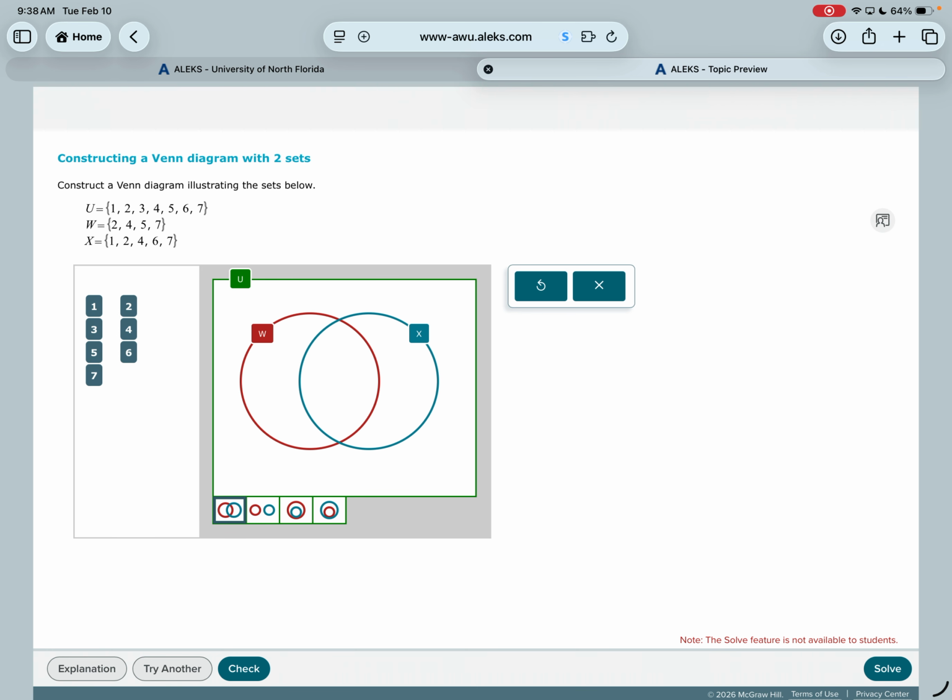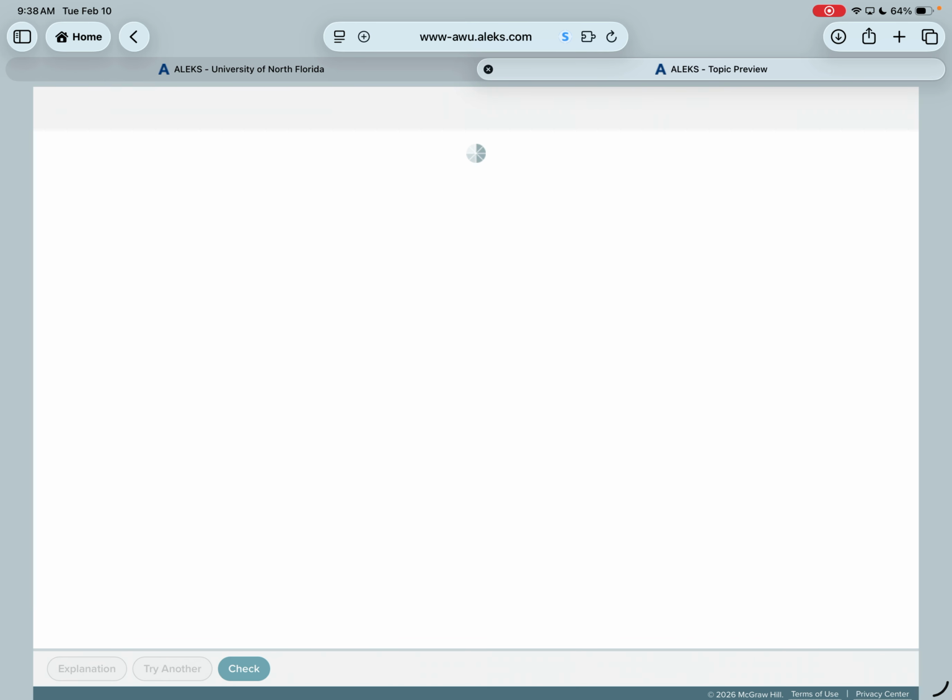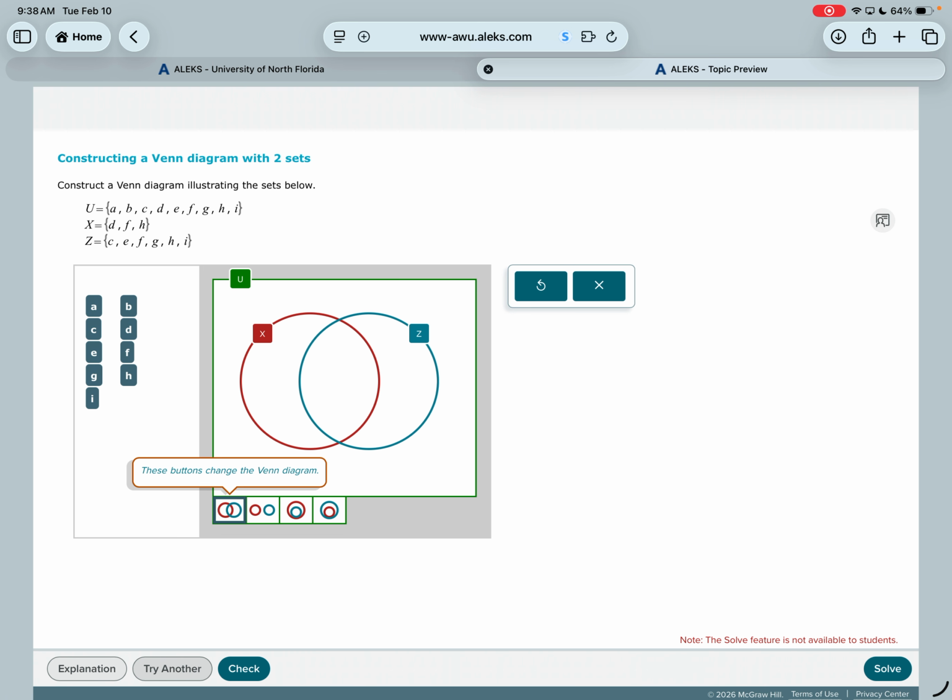On this one, you actually have to draw or make a Venn diagram. Sorry, let me find the one I want to start with. This is fine. Okay, so on this one, you just drag and drop these over here. So I just kind of go in order. A is not in any of them. B is not in any of them.